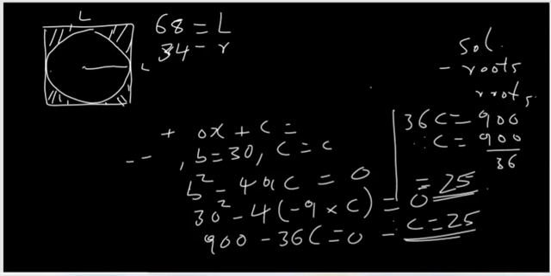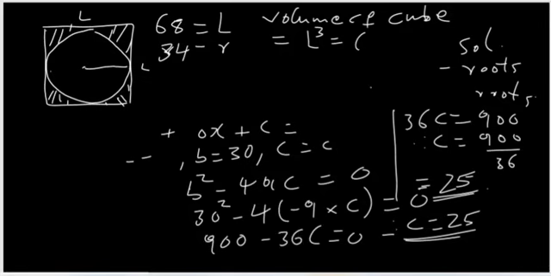How do we get the volume of the cube? The volume of a cube is equal to L raised to the power 3, length times breadth times height. So this should be equal to 68 raised to the power 3. That's the volume of the cube.